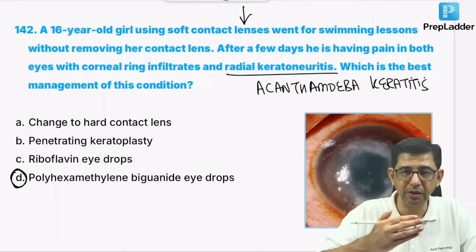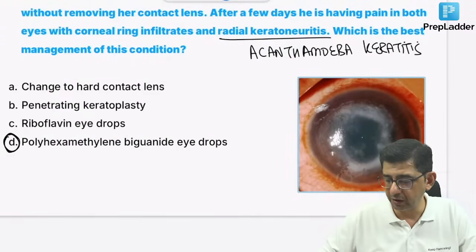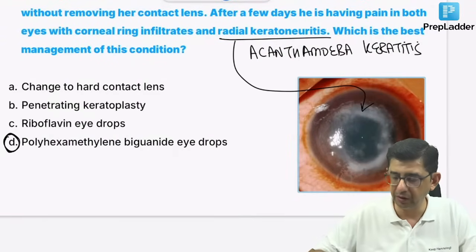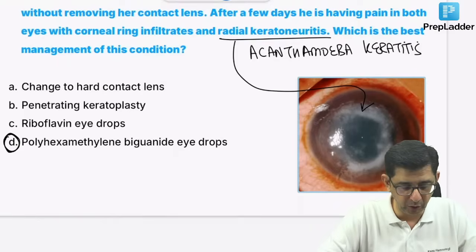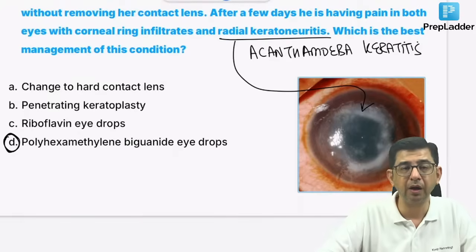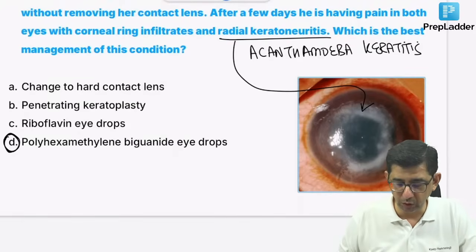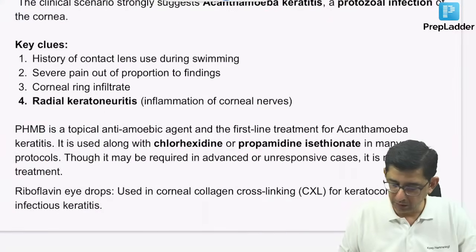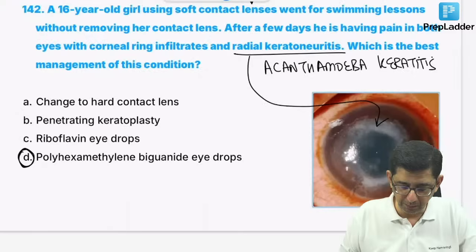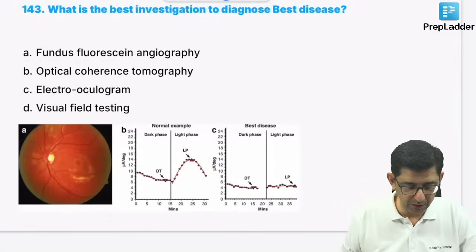Penetrating keratoplasty is like a backup that would be used in case of this radial keratoneuritis-causing condition. The radial keratoneuritis can be seen here. If this is not responding to medical treatment, that is when penetrating keratoplasty would be done. So PHMB is the treatment, right? Correct comments there. And riboflavin eye drops are what we use a lot of the time in patients of keratoconus. Okay, yeah. Riboflavin eye drops would be primarily used for keratoconus.